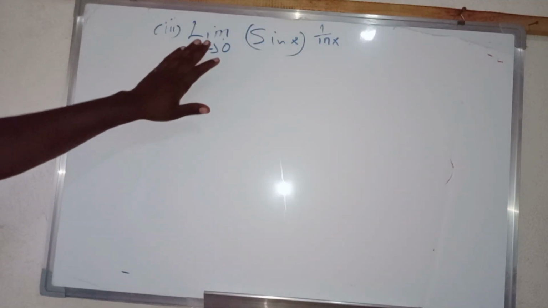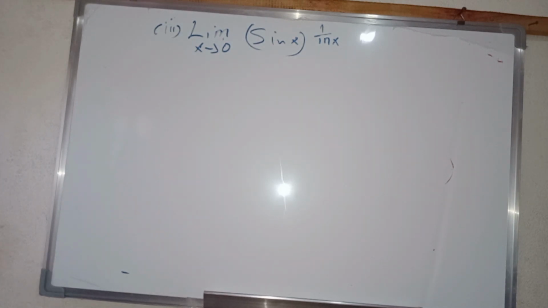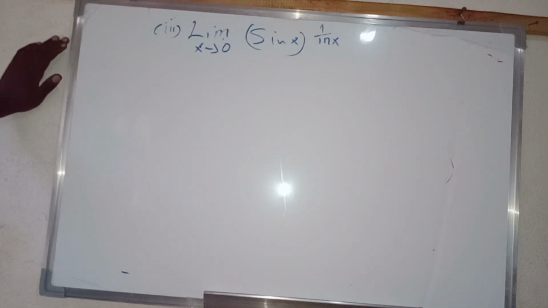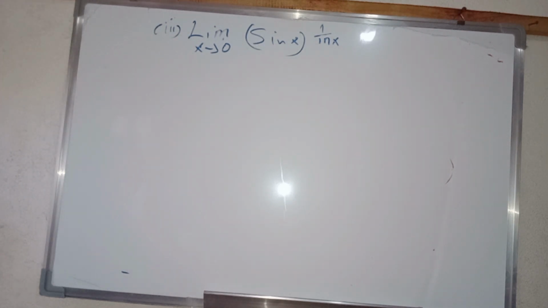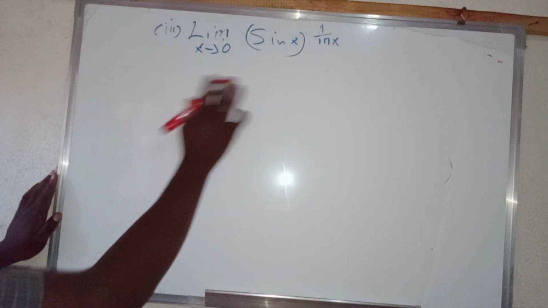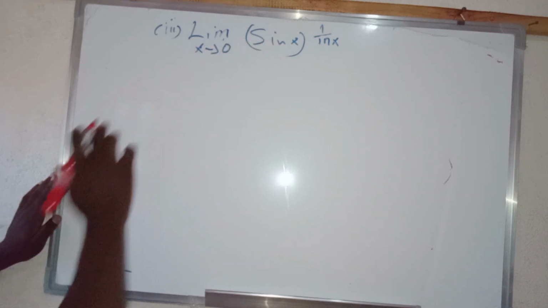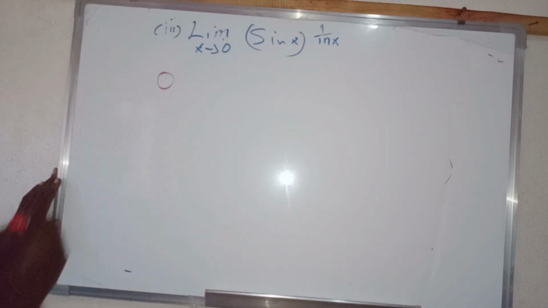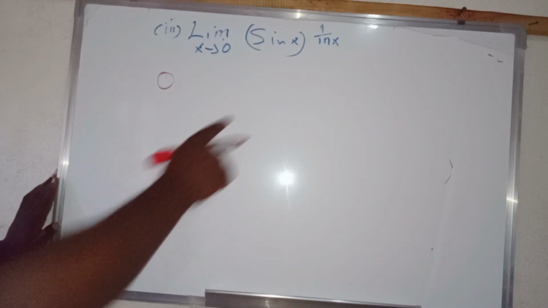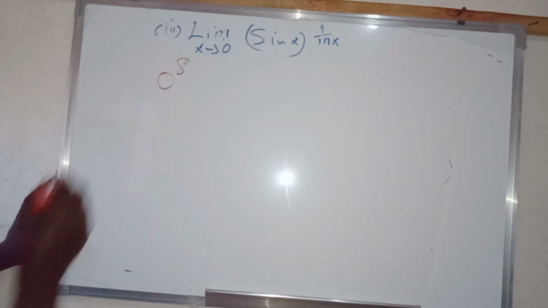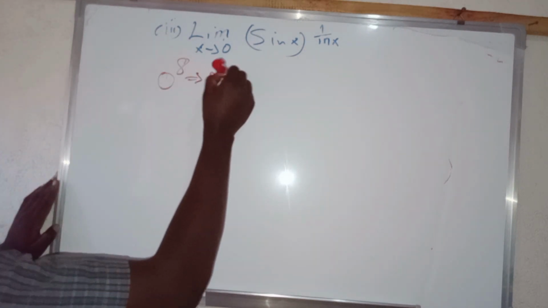Example 3: limit as x approaches 0 of sin x raised to the power ln of x. So as usual, you check whether the solution, when you put the value of x to be 0, is determinate or non-determinate. Sin of 0 is 0, so 0 raised to the power 1 over 0, that is 0 raised to the power infinity. This is non-determinate.